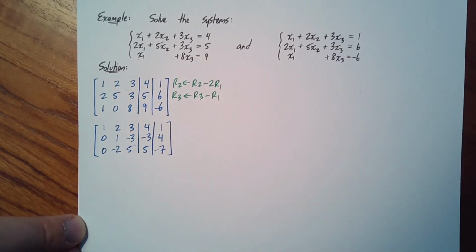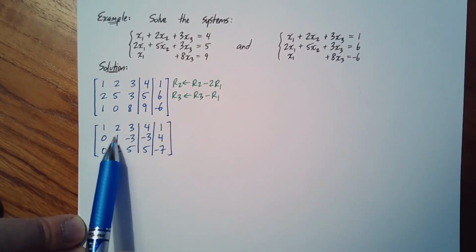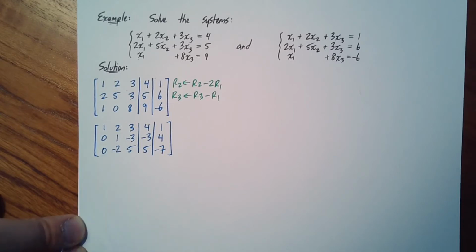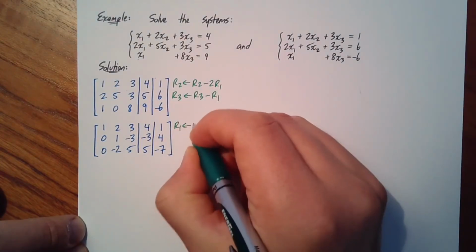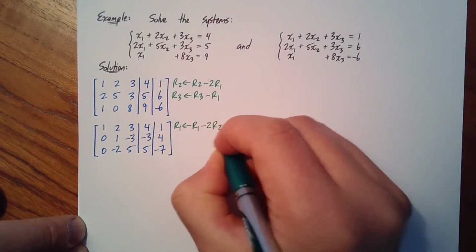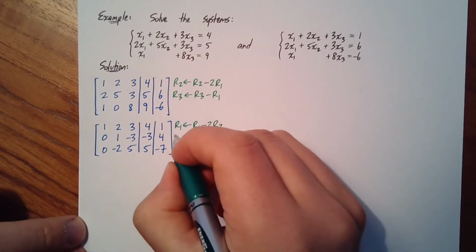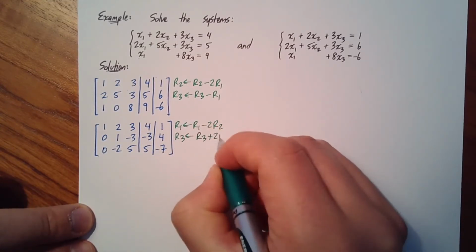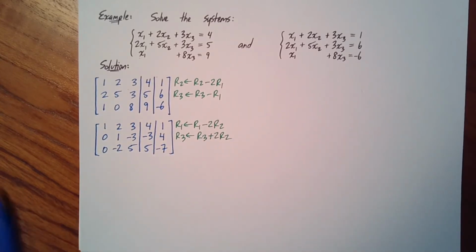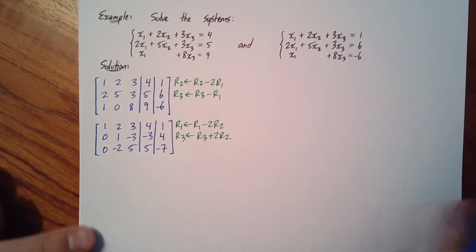Okay, so now what? Well, now, first column's done. We have a 1 here. We want to make this 2 and this negative 2 into zeros. So we're going to take row 1 and replace it with row 1 minus 2 row 2, and then row 3 will be row 3 plus 2 row 2. And that'll have the effect of turning the negative 2 and the positive 2 into zeros.